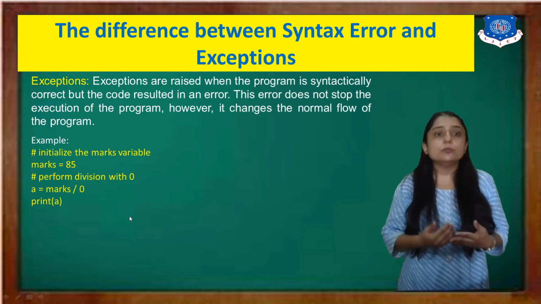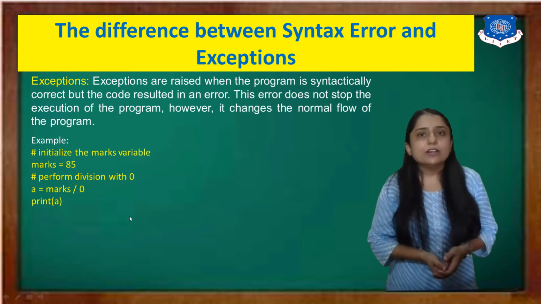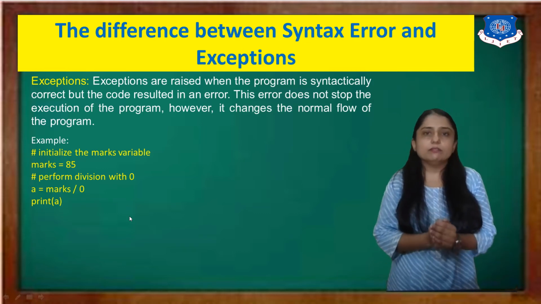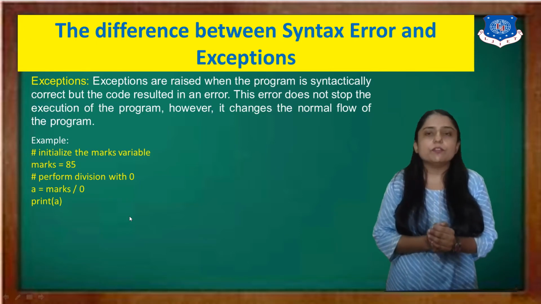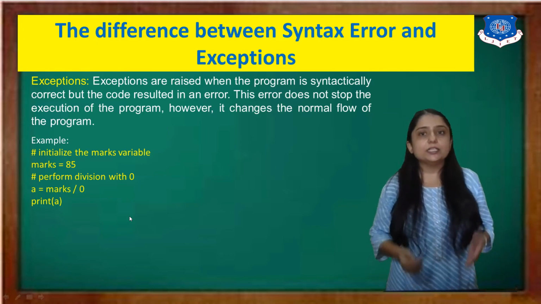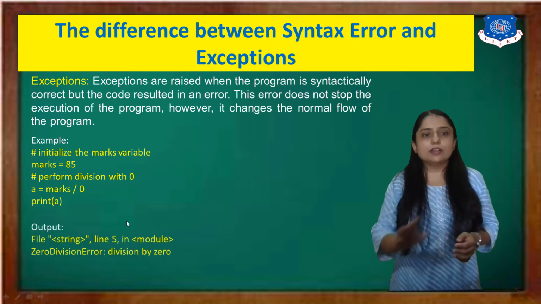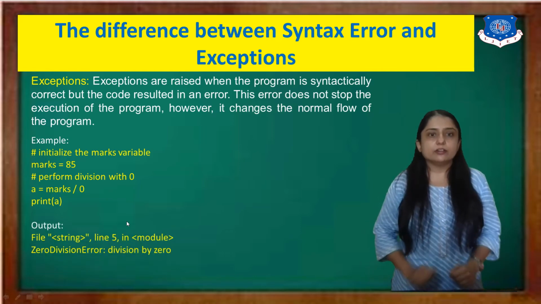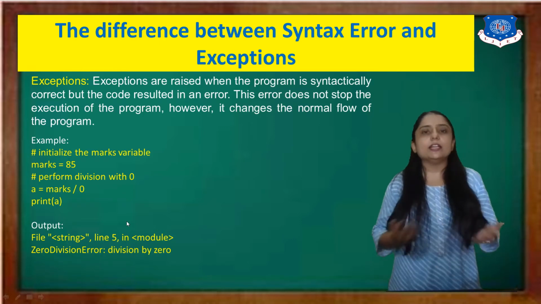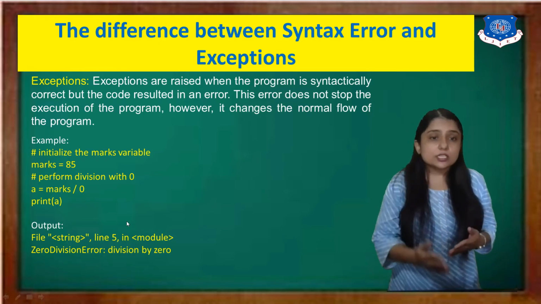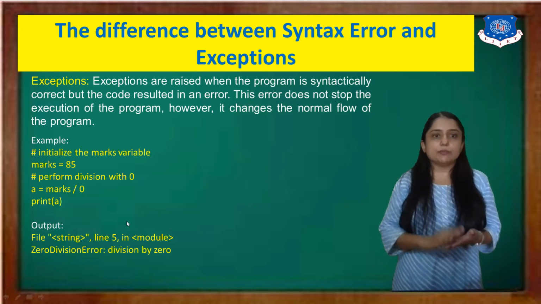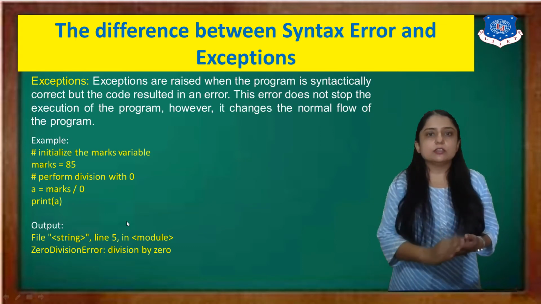And then I want to print a. And we know that when we divide any value by 0, the answer is infinite. But in Python, when I run this code, it will give a ZeroDivisionError. We cannot divide anything by 0. So this is known as an exception. Your syntax is correct, but we cannot use this.